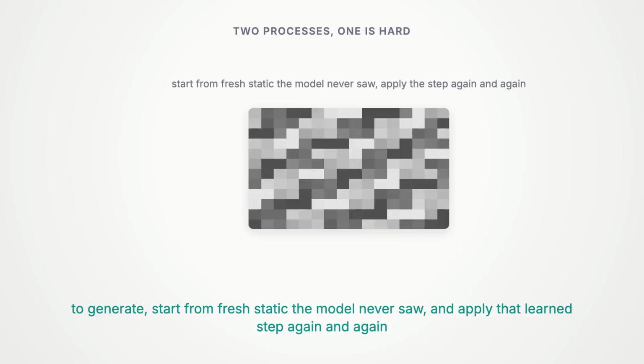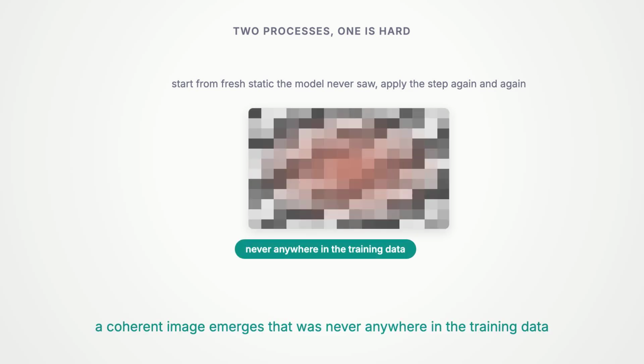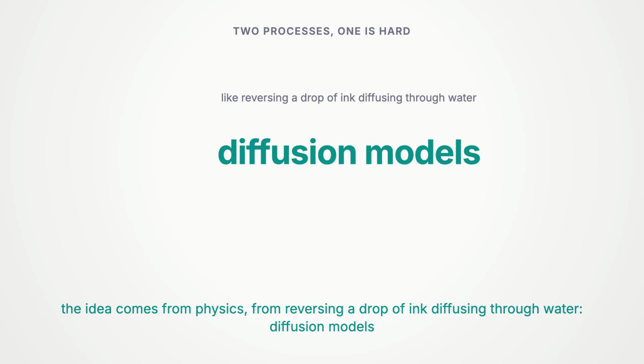So to generate something new, you start from fresh static the model has never seen, and apply that learned step again and again. Each step removes a little noise and commits to a little more structure, until a coherent image emerges that was never anywhere in the training data. The idea comes from physics, from how you would reverse a drop of ink diffusing through water, which is exactly why these are called diffusion models.